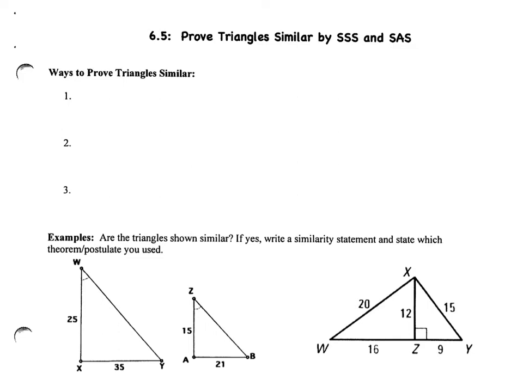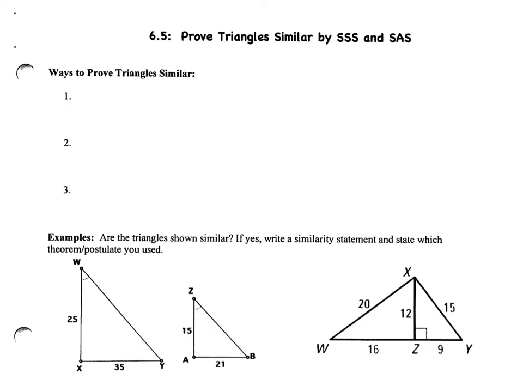Welcome to the fifth video of Chapter 6, which is Section 5, Prove Triangles Similar by SSS and SAS. As you can probably guess, today we're going to learn two new theorems, SSS and SAS. We've heard these before when we were proving triangles congruent, but today we're going to use these theorems to prove that triangles are similar. So a quick review.